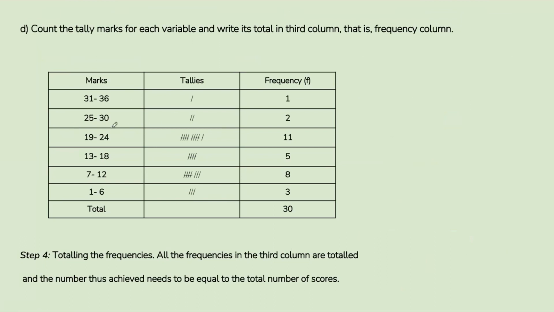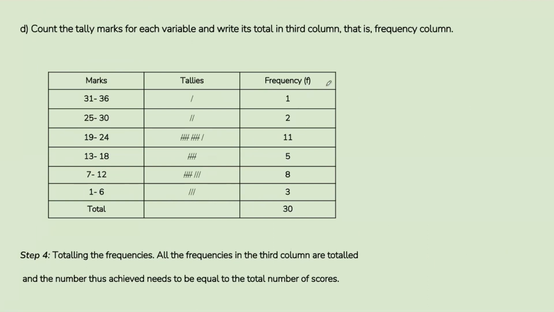Similarly, most of the students have obtained marks between 19 to 24, that is 11 students. Then again, that will be 5 plus 5 plus 1. Then the number of students who have obtained marks between 13 to 18 is 5. Then again, the number of students who have obtained marks between 7 to 12 is 5 plus 3, that is 8. And the number of students who have obtained marks between 1 to 6 is 3.